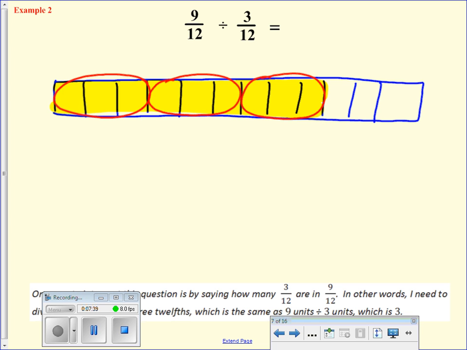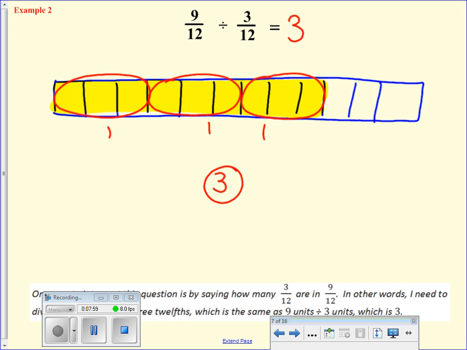Now that everything that I shaded in has been circled, I could stop. So how many groups did I make? 3. So 9/12 divided by 3/12 is 3. Any questions on any of that?